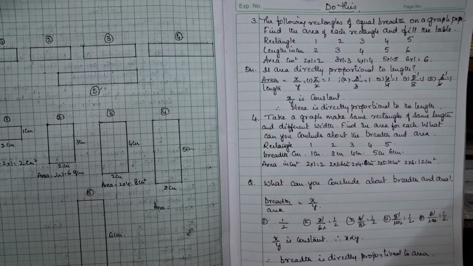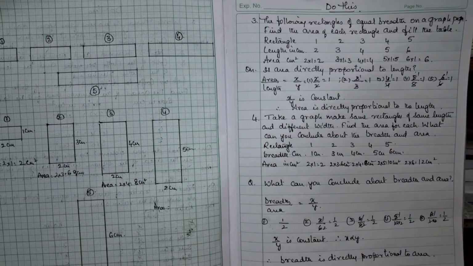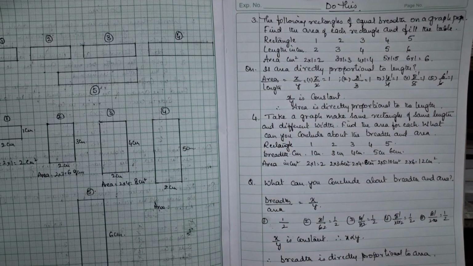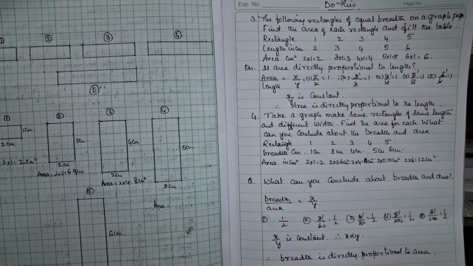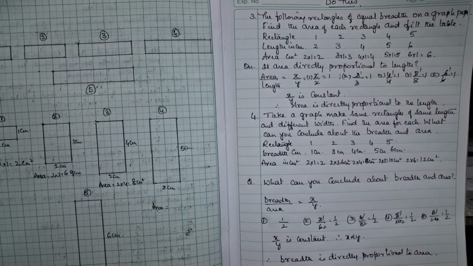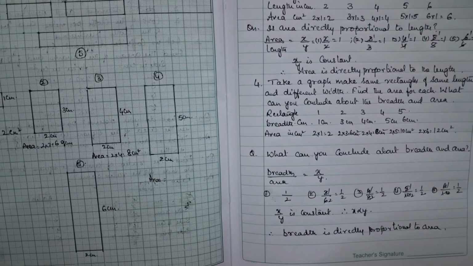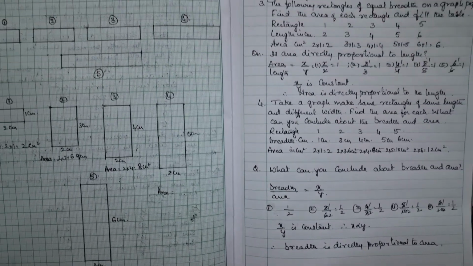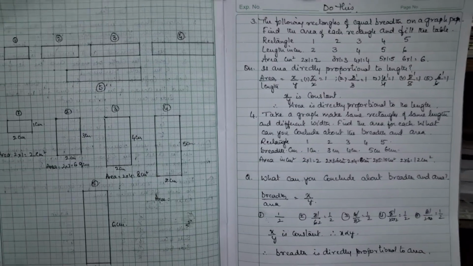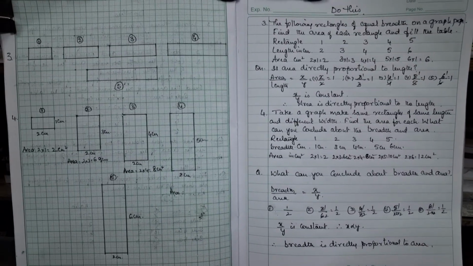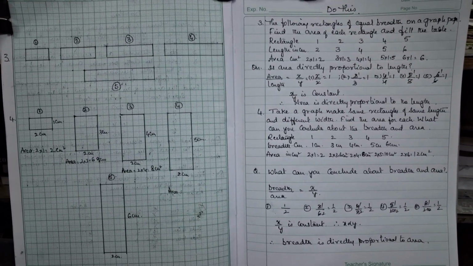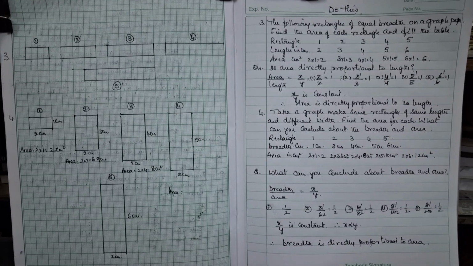So these are the sums to do, children. Please copy this. The last one, a little bit I have to show you like this. These are the areas. So please note it down, children. I hope now it is clear. Write down all.